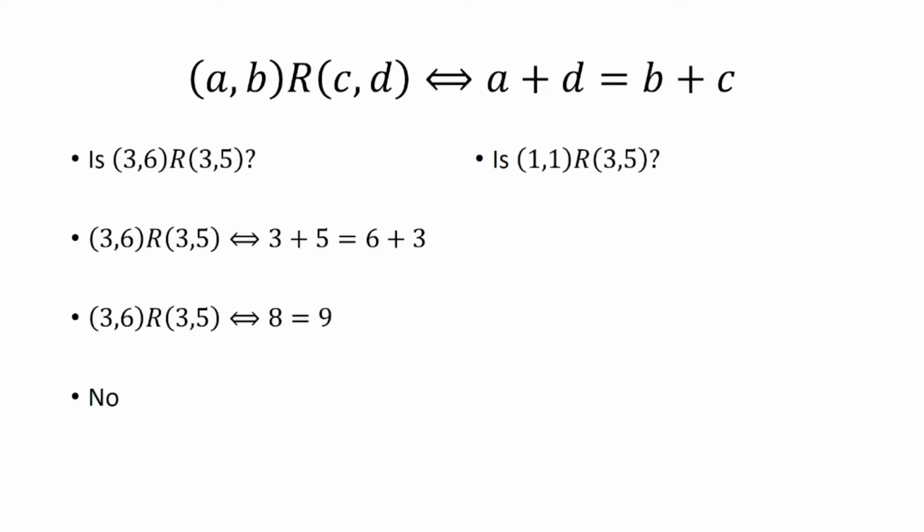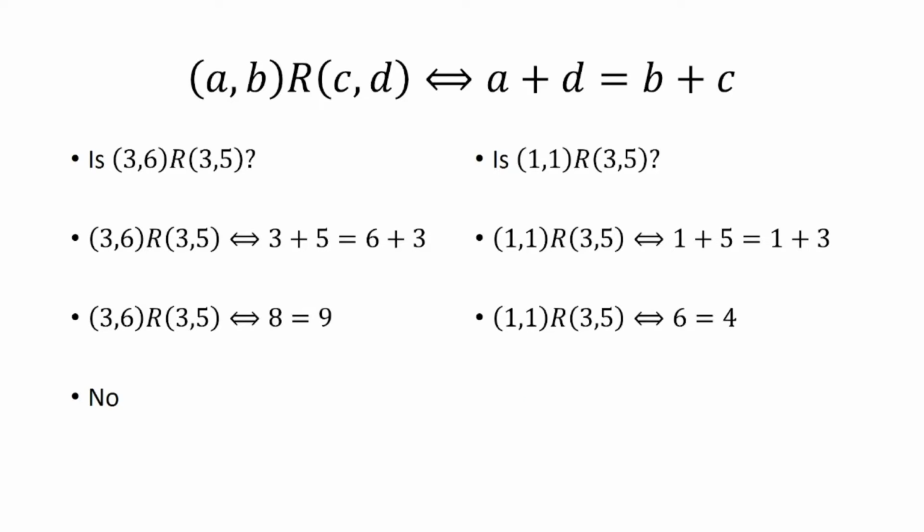Next, we look at (1, 1) R (3, 5). We plug it into the equation. We have 1 plus 5 is equal to 1 plus 3. Well, that means that 6 is equal to 4, which is not true. So that is not a relation.